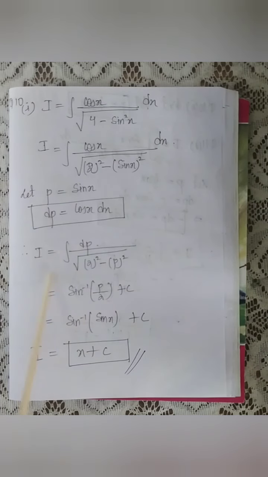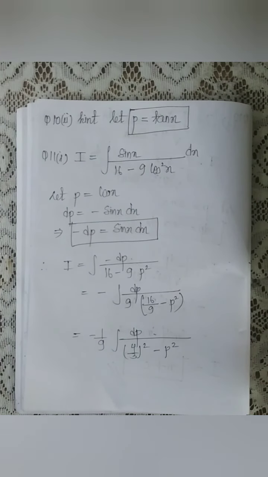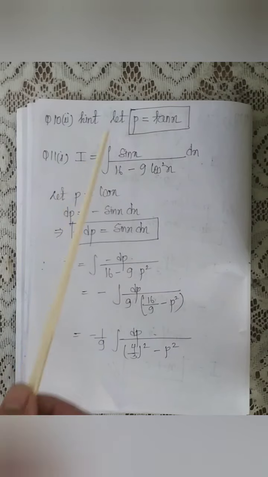Once you have identified the standard integral, then you are done. So sine inverse p by 2, put the value for p, which is sine x, and using the formula sine inverse sine x as x, the final answer is x plus c. Pause the video, note it down. A similar one is there in question number 10 part 2. I've mentioned the hint here. Please use the hint and solve question number 10 part 2.